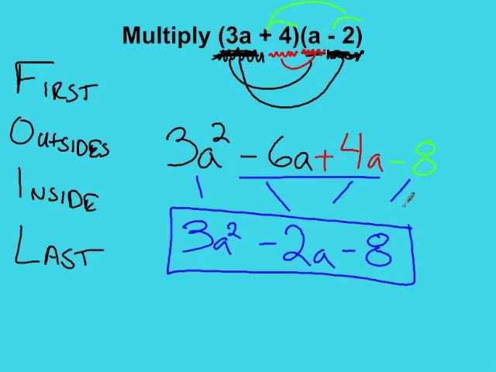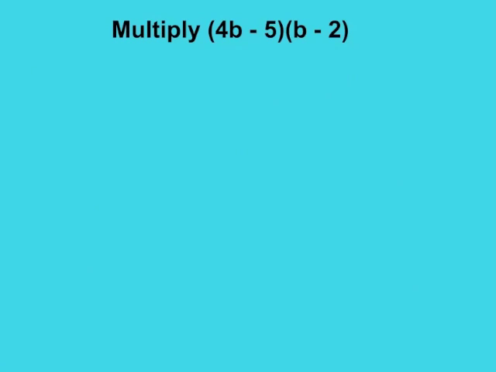And now I have an answer of 3a squared minus 2a minus 8, and that is 3a plus 4 times a minus 2, using the FOIL method. The firsts, the outsides, the insides, and the lasts. FOIL. This is most likely the method you're going to use most often. One more example. Again, I'd like you to pause the video, try it on your own.